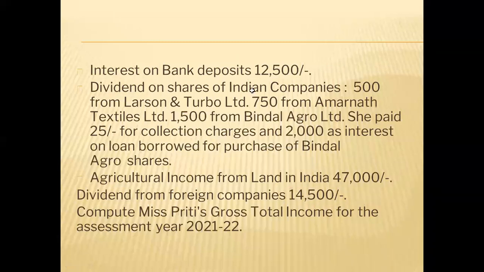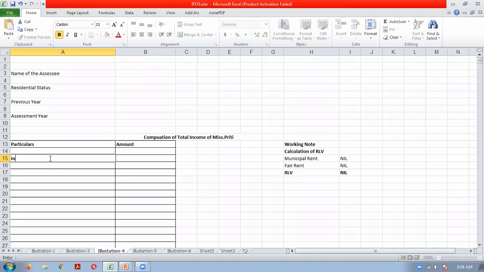So in this question, two heads are there. First is income from house property. So income from house property, we know how to calculate. First, we will have to calculate the GAV, NAV, then we will get the income from house property. So how we will calculate the GAV? First, we will have to take the municipal rent and fair rent.